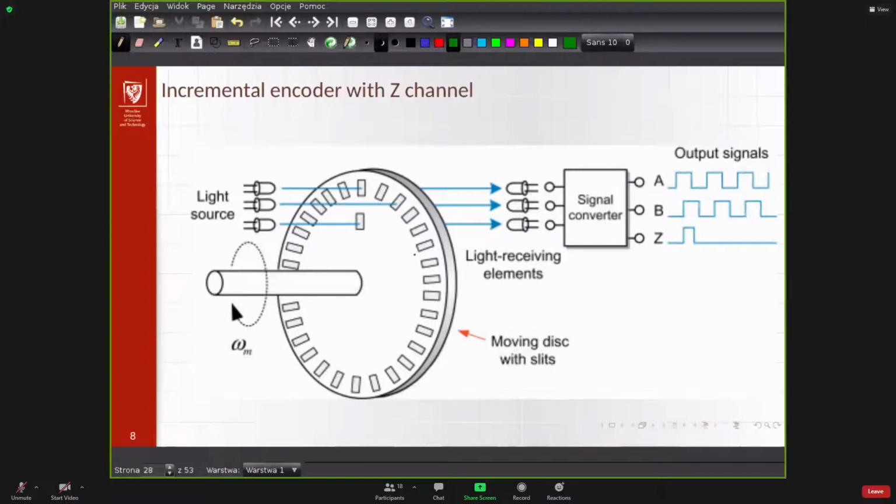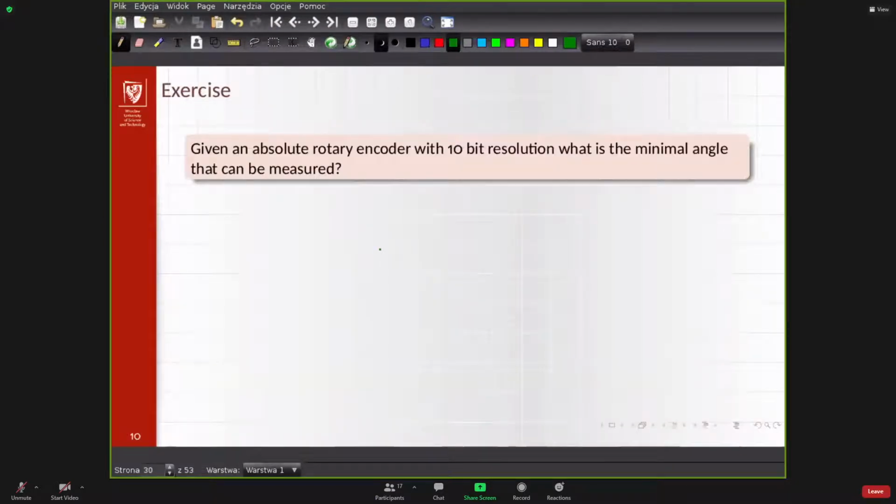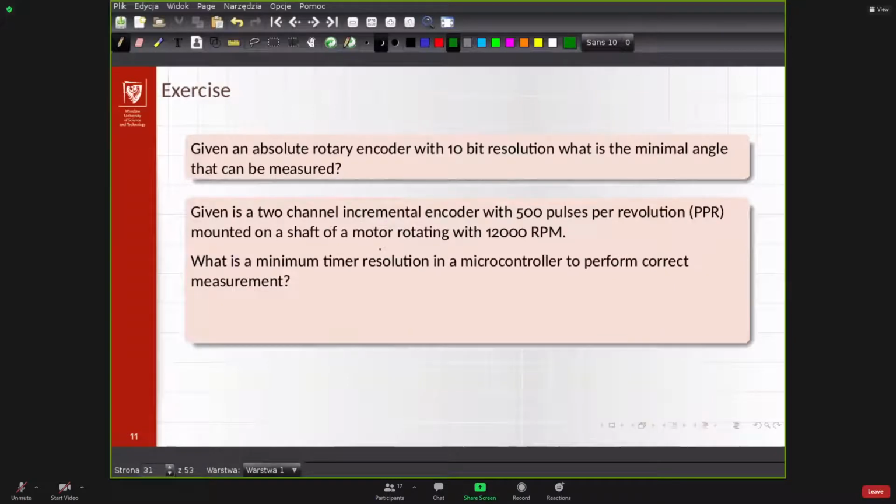Okay, so those are the encoders. How the quadrature encoder works, I think you probably know, and you can just look at the example that is given in the link that probably explains it best of what's going on. Okay, I think we have almost done it, so we can just skip the exercise.